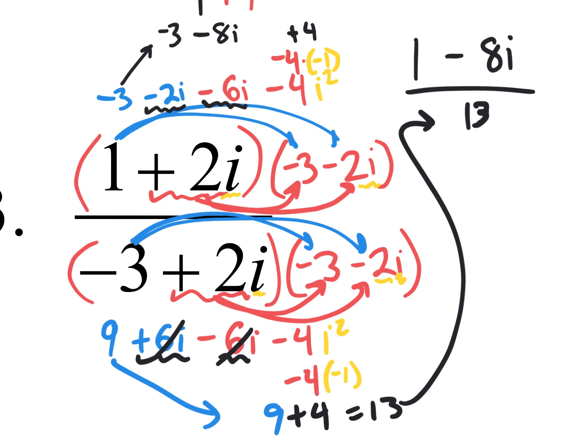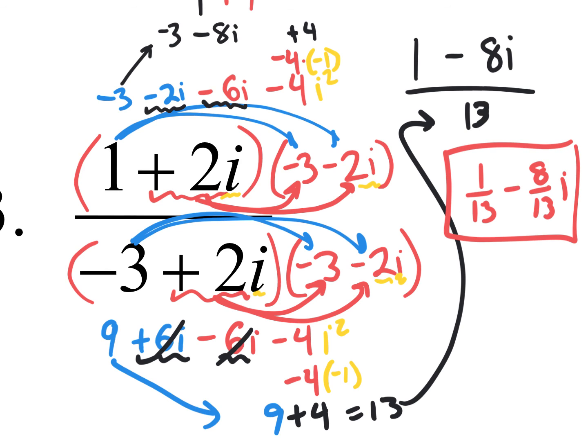Of course, whenever you have a real and an imaginary part, you want to split them. You don't want to leave them together as one single fraction. So we're going to take this 13 right here and split it both to the 1 and to the 8. So the final answer is 1 over 13 minus 8 over 13 with an i next to the second fraction. Whew, I'm done.